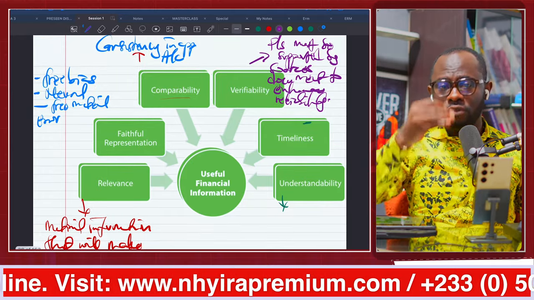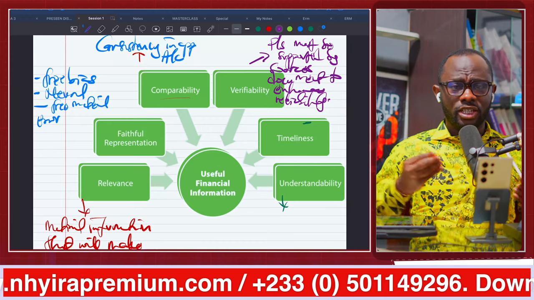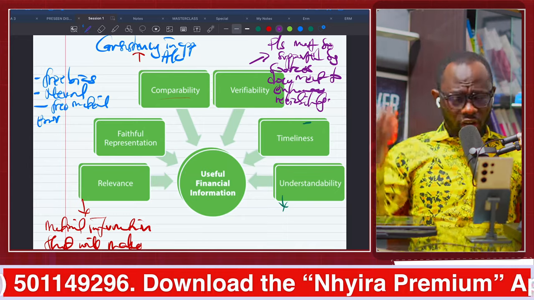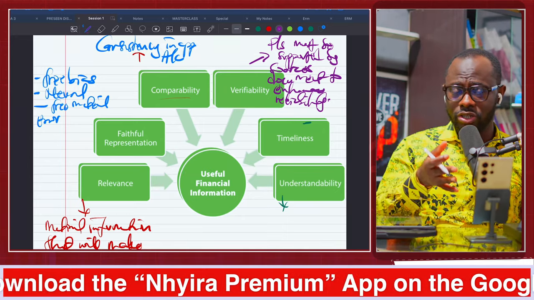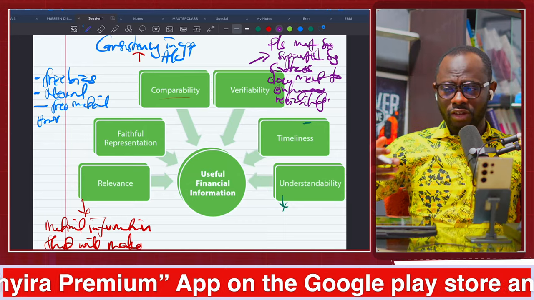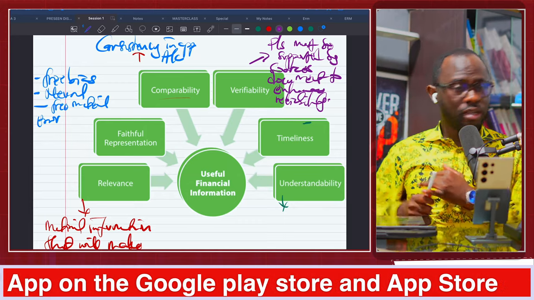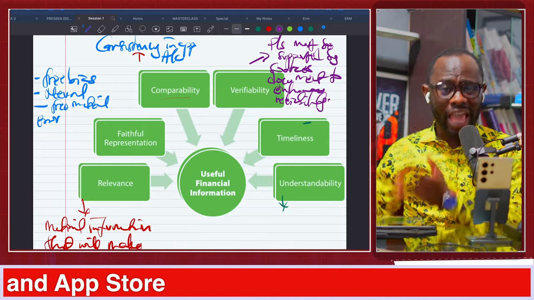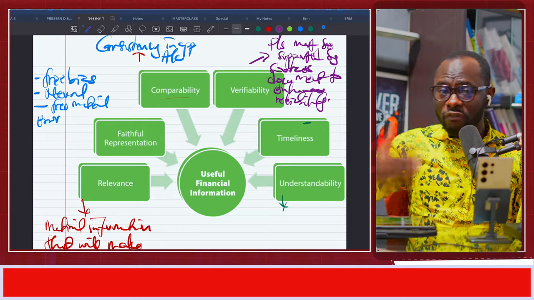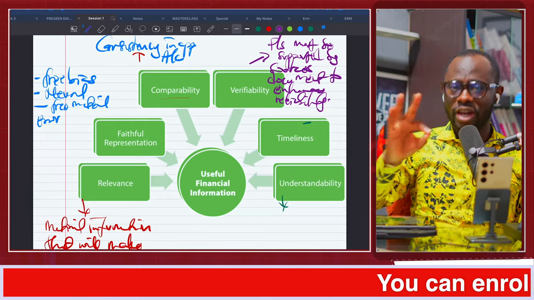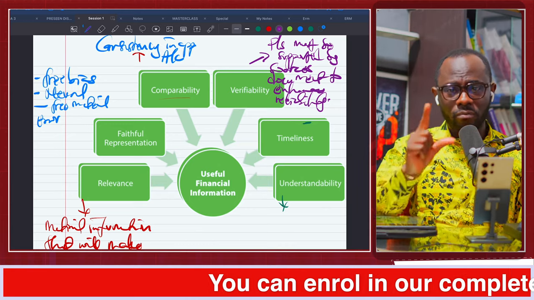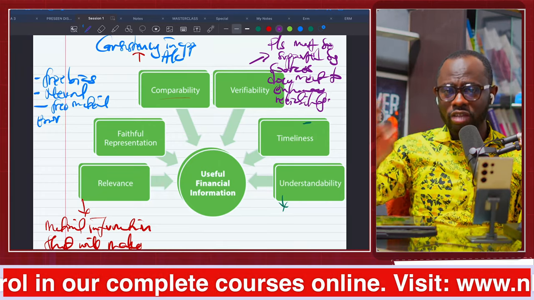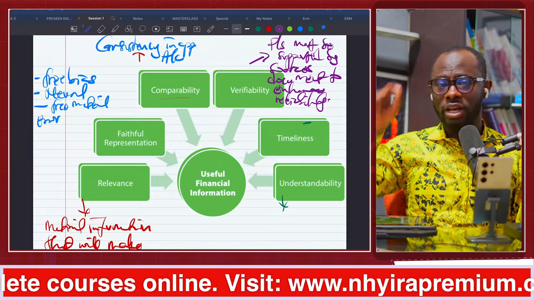Number two is faithful representation. The set of financial statements to be prepared by covered entities or the government must represent the economic phenomenon that they purport to represent. What does that mean? It means that the set of the financial statement must be complete, must be free from bias, and must be free from material error. That is what we mean by faithful representation. The financial statement must be complete. All information necessary, all transactions required to be recognized have been recognized. All information required to be disclosed in the note has been disclosed.